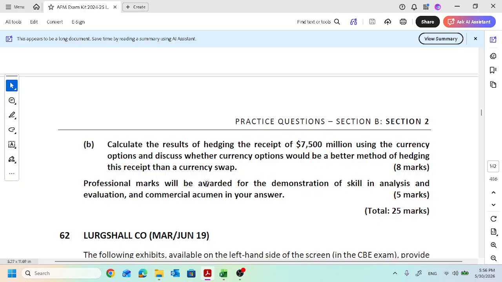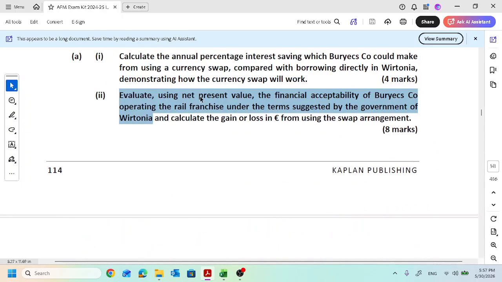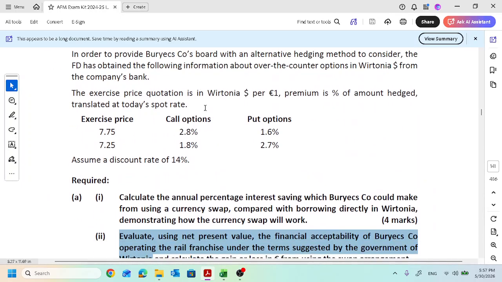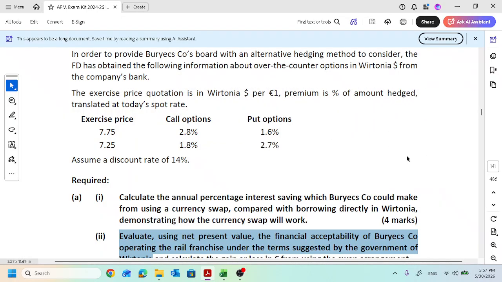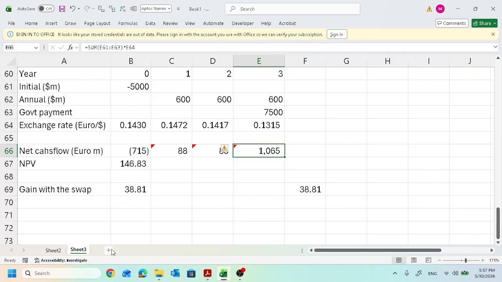Calculate the results of hedging the receipt of 7,500 million using currency options and discuss whether currency options would be a better method of hedging this receipt than the currency swap. What is the currency option data you have here? This one. Let me take this. Let's take a new page.